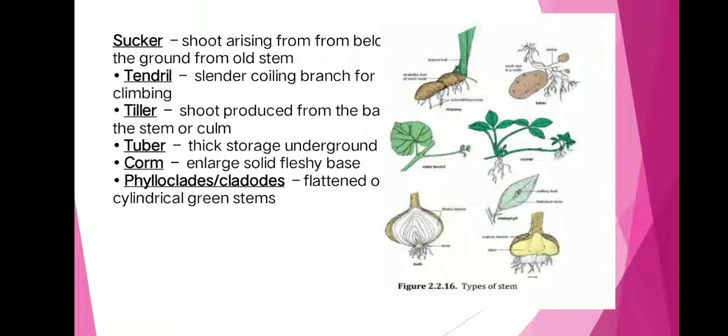Phylloclades or cladodes, flattened or cylindrical green stem. So phylloclade is a shoot system in which leaves do not develop, rather the stems become flattened and assume the photosynthetic functions of the plant.